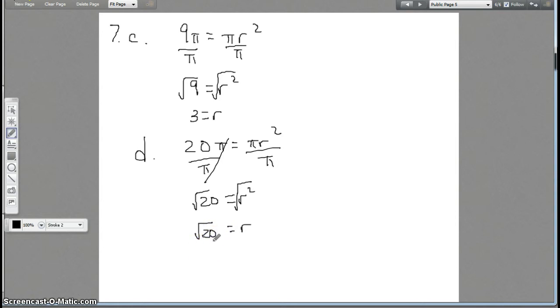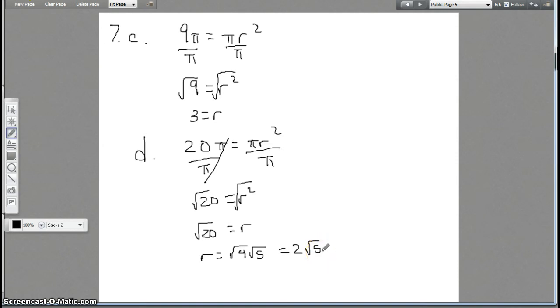Now that can be simplified because 20 is the same as 4 times 5. So we could write this as the square root of 4 times the square root of 5. And we know the square root of 4 is 2. So this is 2 times the square root of 5. So that's going to be our radius. And we're not going to actually calculate what the square root of 5 is because then our answer will no longer be exact. Remember, square root of 5 is an irrational number. So it can't be written in decimal form and be exact because its decimal form doesn't end.